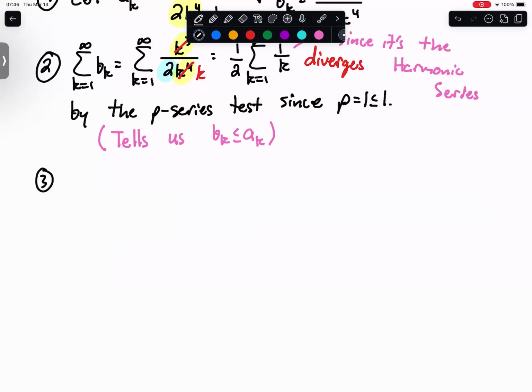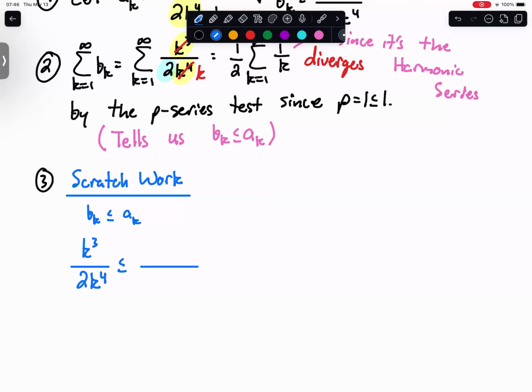First, since we need to show this for all k, we need to figure out where to begin here. So I'm going to do some scratch work and try to determine how to go from there. I know that what I want is to show that b of k is less than or equal to a of k. So that's what I want to show. Okay, well, I know b of k is k cubed divided by 2k to the fourth. And I know a of k is k cubed divided by 2k to the fourth minus 1.